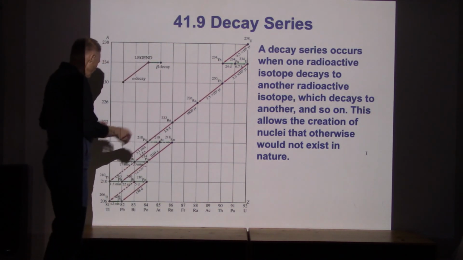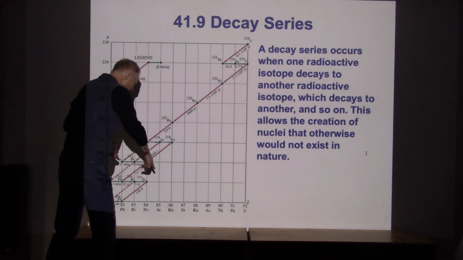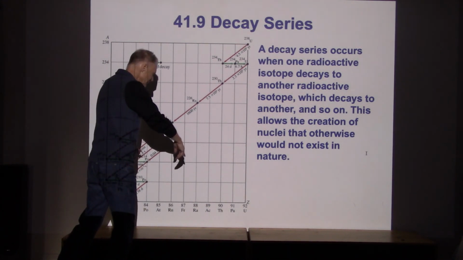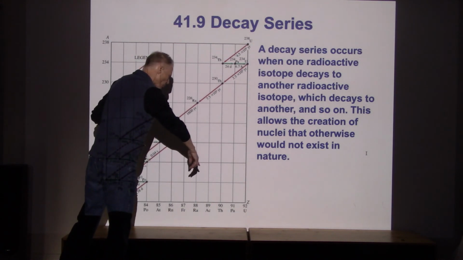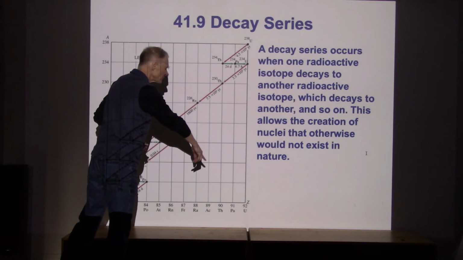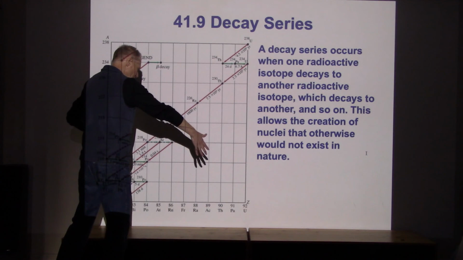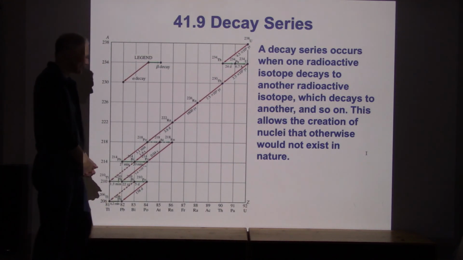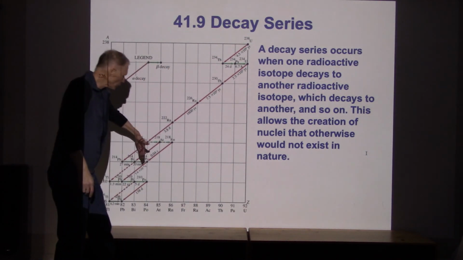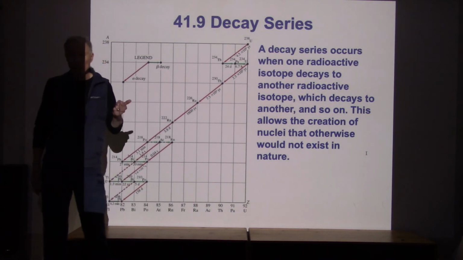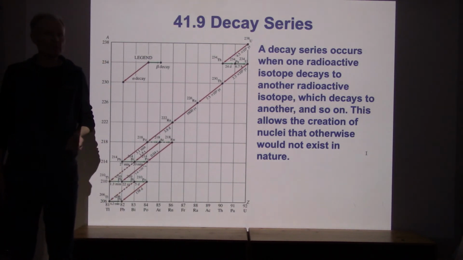So again, what we have is polonium, astatine, radon, francium, actinium, thorium, protactinium, and uranium. Those are naturally occurring radioactive materials. And all of these isotopes are continually being regenerated by decays of uranium-238.